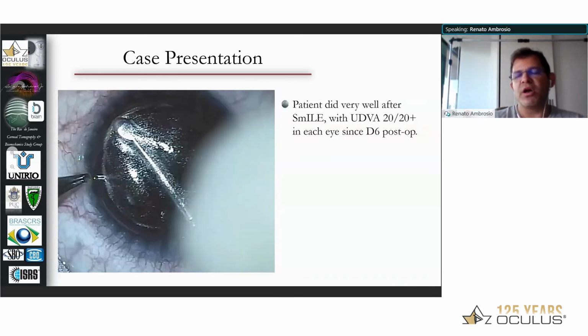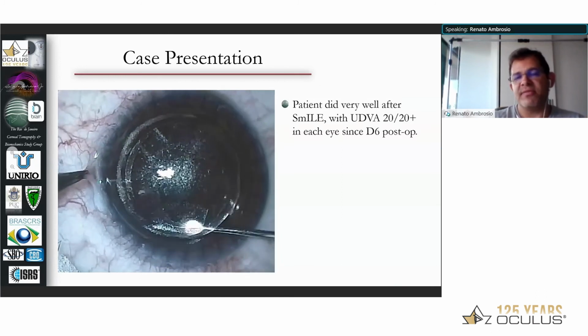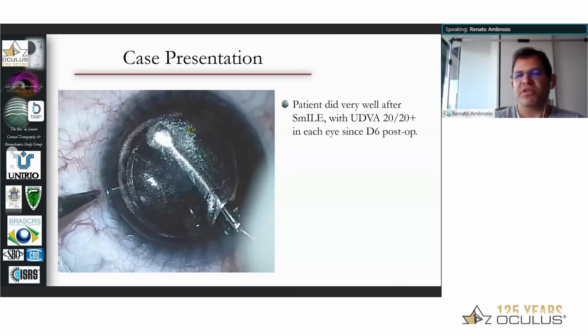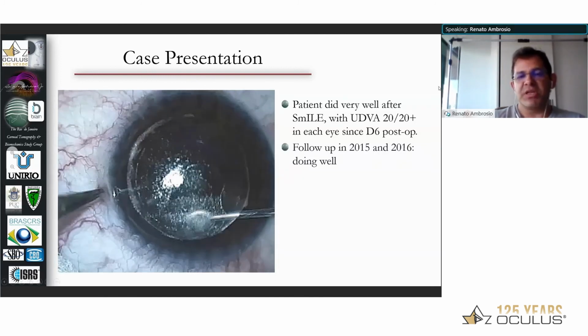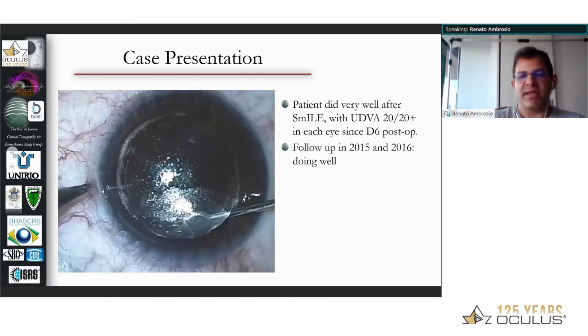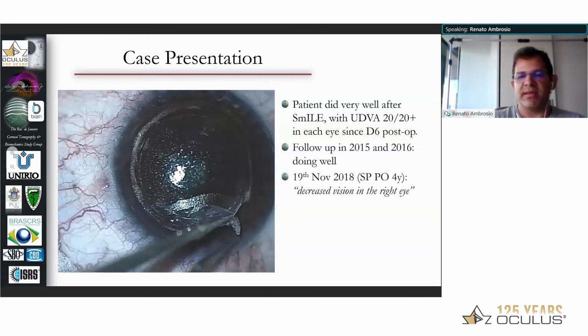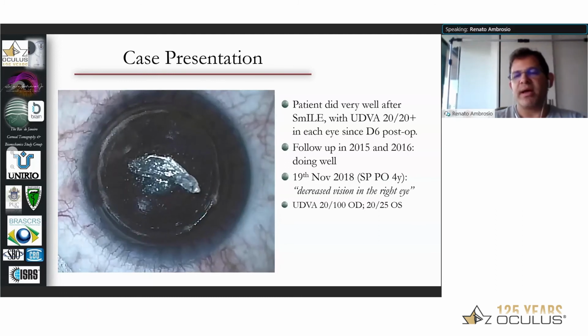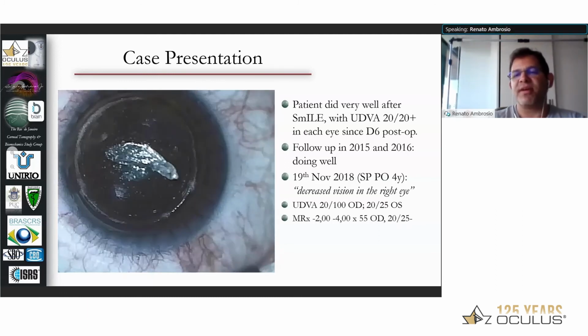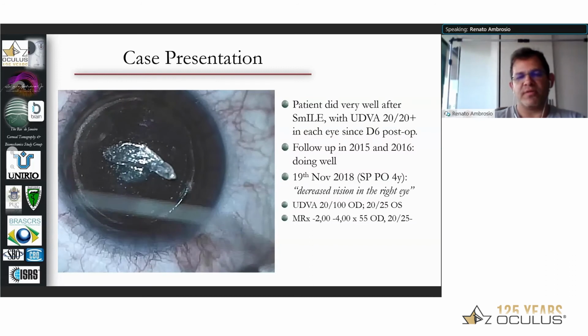In the first week, she got 20/20 plus in each eye, gaining vision. She was very well in the first year and second year. She did not come back in 2017, but when she came in 2018, she was complaining of decreased vision in the right eye. 20/100 corrected to 20/25 with a -4 of cylinder.